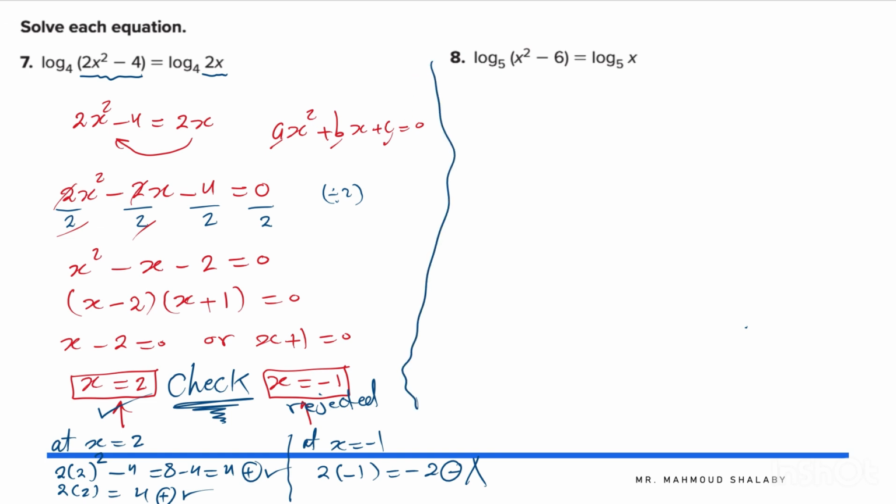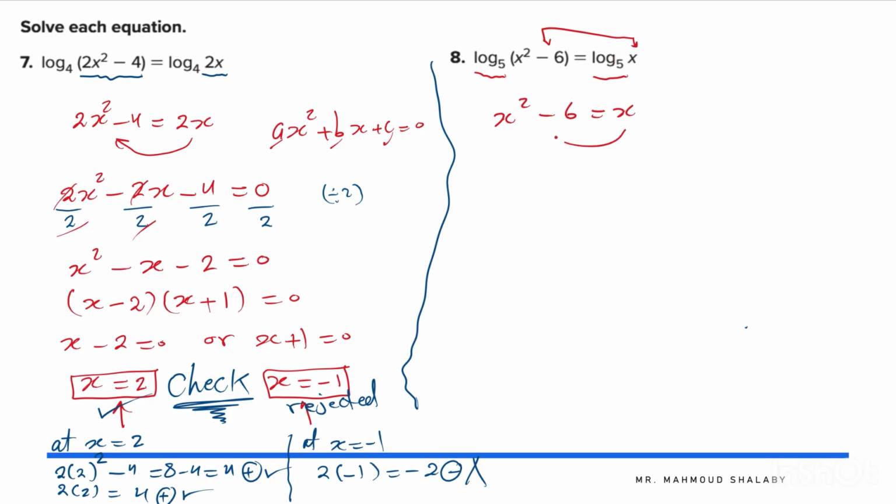Let's see this one here, shabab. So the same thing, as long as log equals log here, with the same base and the same base, it means these two quantities are the same, which means I will equate them. X to the power of 2 minus 6 equals x on this side. So I equate both logarithms here.